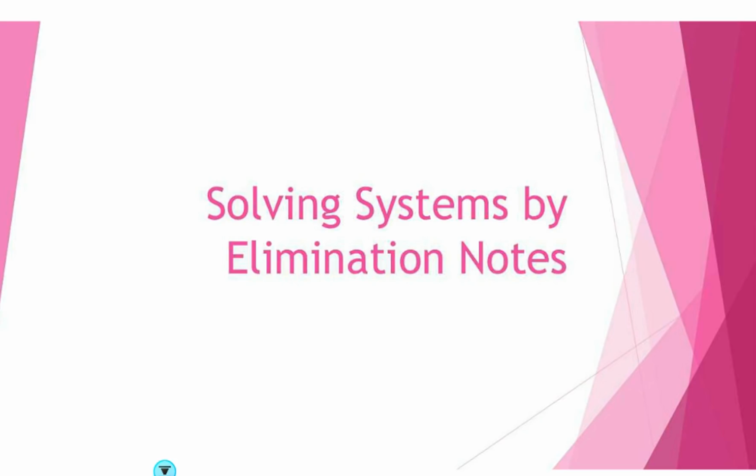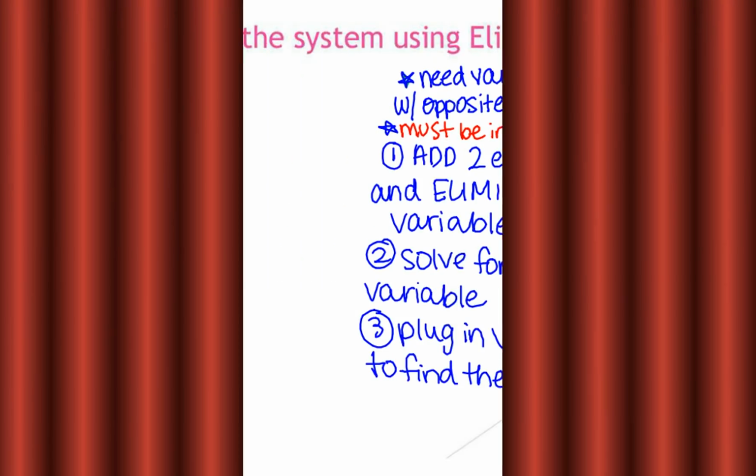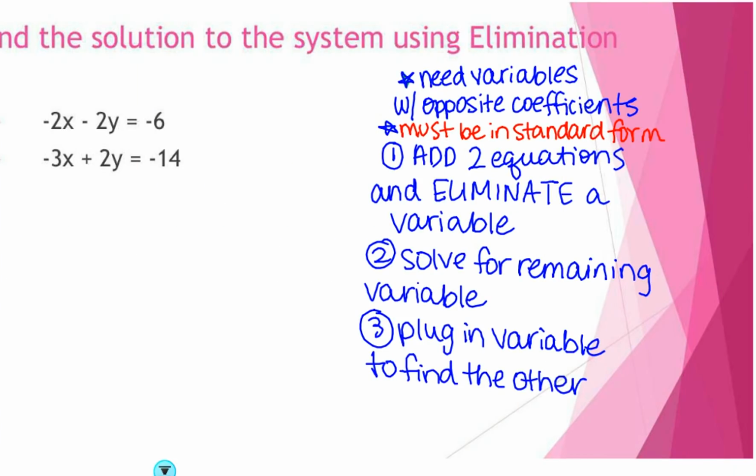Hey y'all, Ms. Harper here for our Solving Systems by Elimination notes, our third method of solving systems. At this point, you should know how to solve systems by graphing, solving for y, graphing them on a coordinate plane, finding their point of intersection, substitution where we isolate a variable and plug it into our second equation, and now elimination. You should be taking these notes by hand on your own paper.